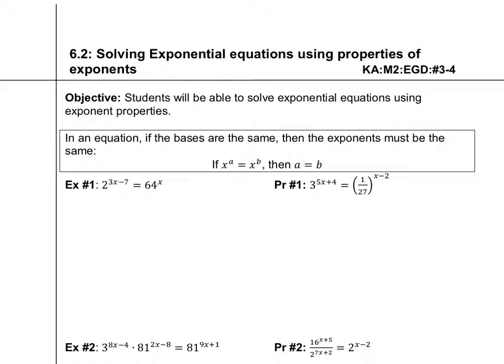All right, 6.2, solving exponential equations using properties of exponents. Okay, so all of these problems have to do with one fundamental idea: if you have an equation where your bases are the same but your exponents are different, as long as the bases are exactly the same and you just have one base on either side, then the exponents must be the same. So the goal here is to get the bases to be exactly the same. Let me show you what I mean by that.